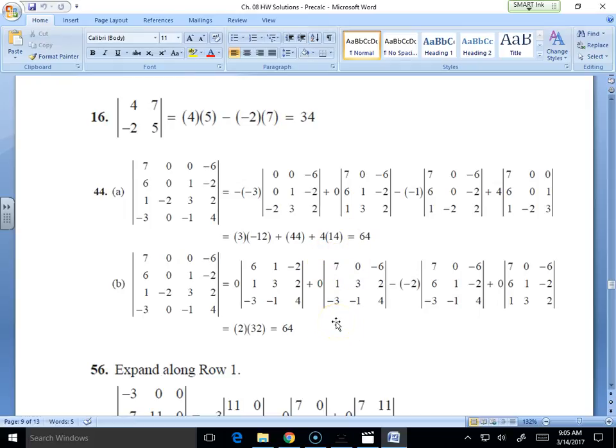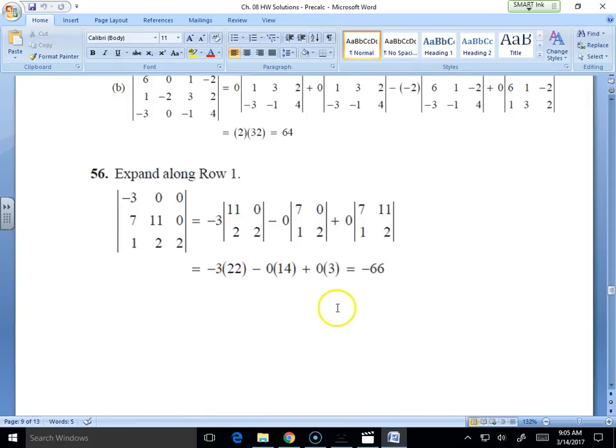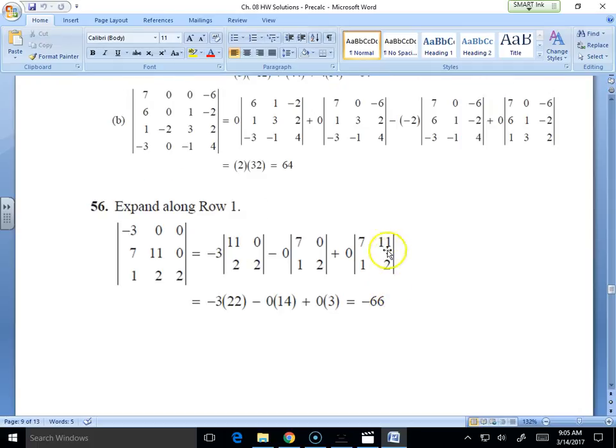Number 56. Final answer, negative 66. Now pause on tomorrow's test. Some of you might be cheating on your calculator. Cheating on your homework using your calculator, saying, I know how to push the DET button. Good. What about the non-calculator portion of the test tomorrow?